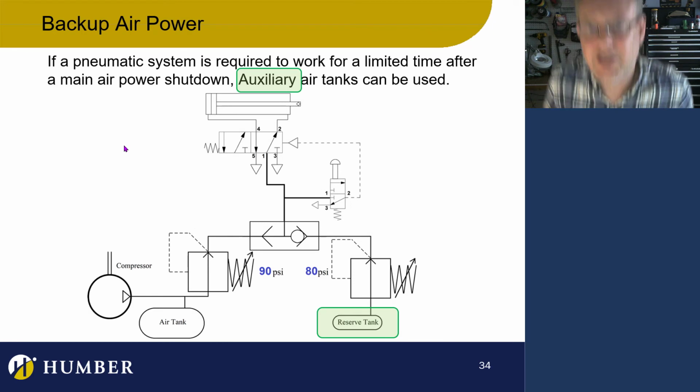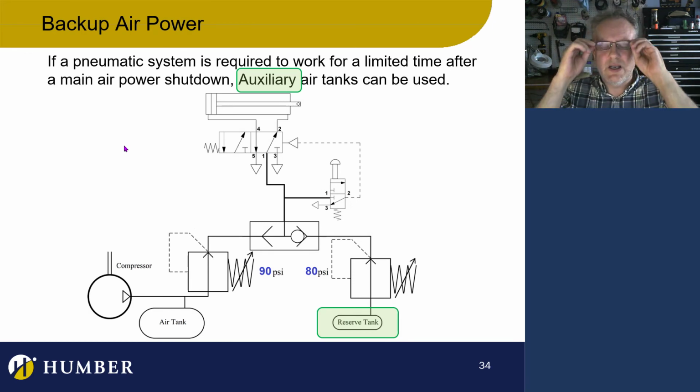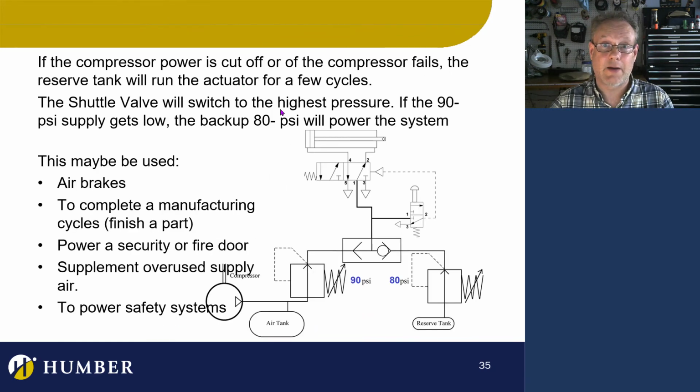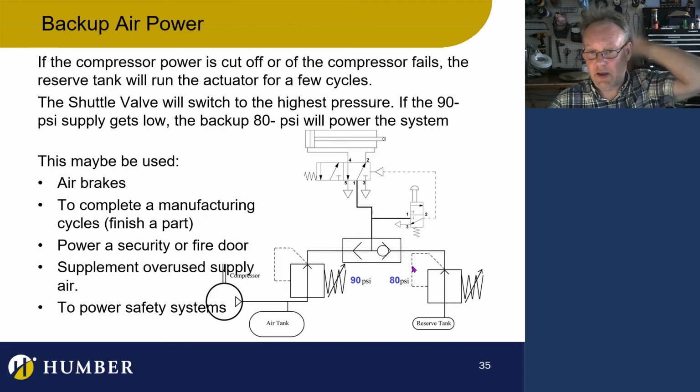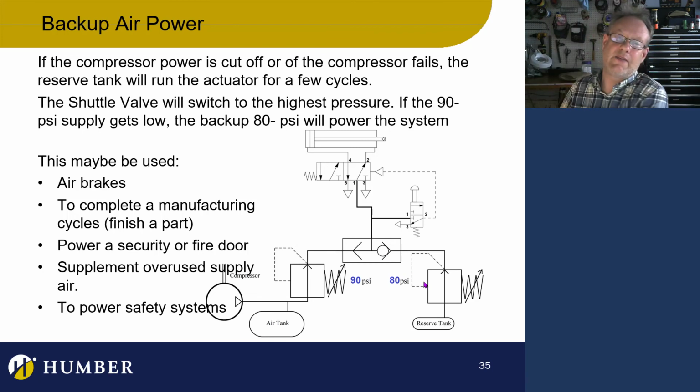One thing is an auxiliary air tank. We did this in lab 6, the one we did online, where you're studying the auxiliary air tank. We've got a reserve tank that allows this thing to still work one or two times if the compressor goes down. So the backup power system here is the reserve tank. I'm going to set this to 80 psi. My system pressure is 90 psi. You might see this in a situation where they absolutely need to run this thing at least one or two times.